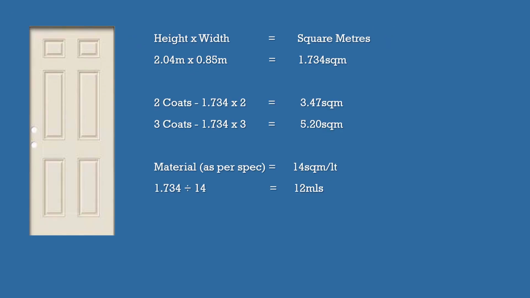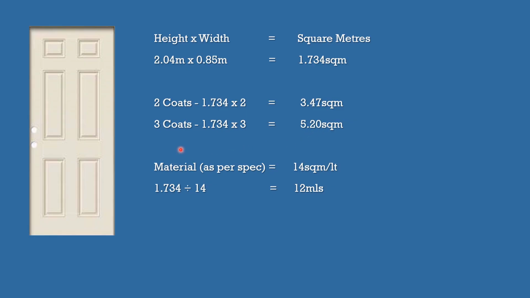To work out the area of the door, you multiply the height by the width, and it gives you the square meters. So 2.04 meters by 0.85 meters gives you an area of 1.734 square meters. So if you've got two coats, it's 1.734 multiplied by 2 gives you the 3.47 square meters, or three coats, 1.734 multiplied by 3 gives you 5.2 square meters.